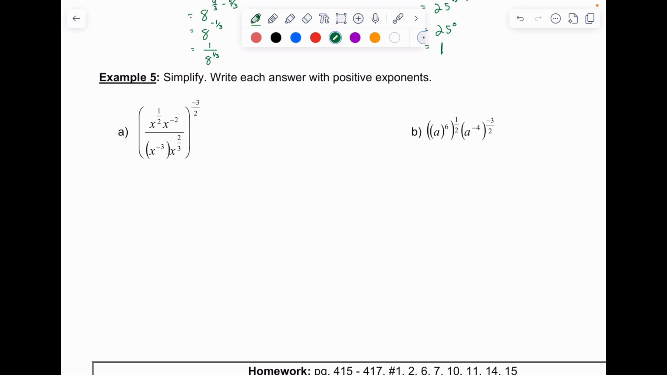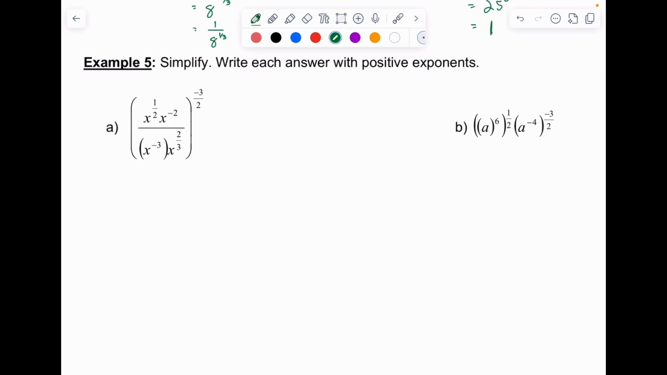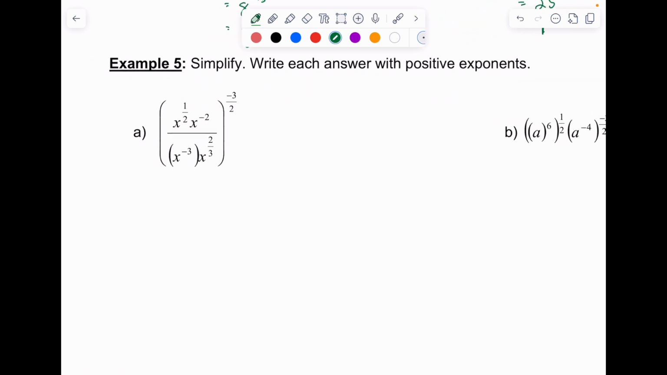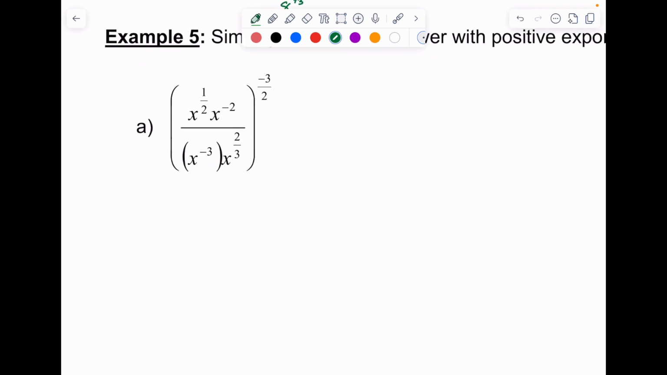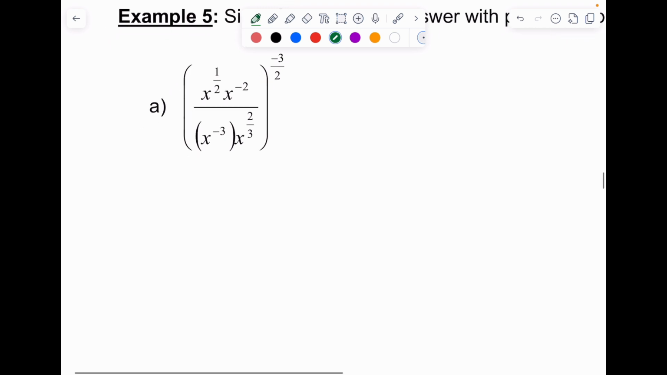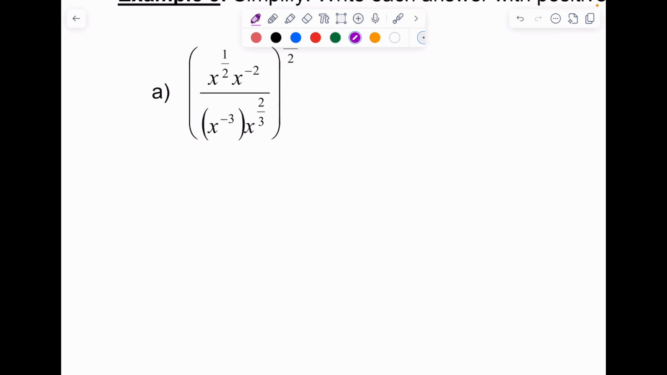Simplify, write each answer with positive exponents. So again, use whatever rules you want to use to simplify this, all right? And at any point here, just pause the video and try it out for yourself. These are harder questions, all right? So give it a shot yourself. And just in saying that, when you try yourself, there's no right approach, okay? So like the approach I'm about to take is not necessarily the right approach because there's multiple ways to go about solving this problem.